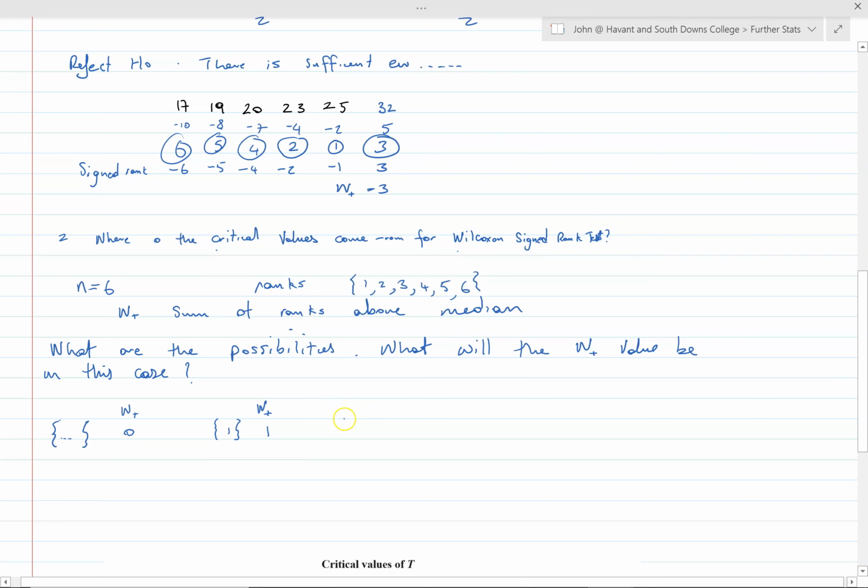And we could have the second ranked number from the median being the one higher number than the median. So the number that's higher than the median being the second closest to it, which would give us the value 2. Let's fill in a few more.